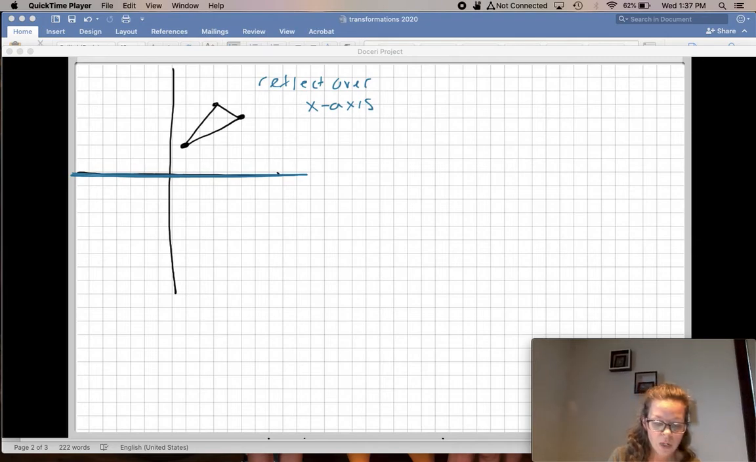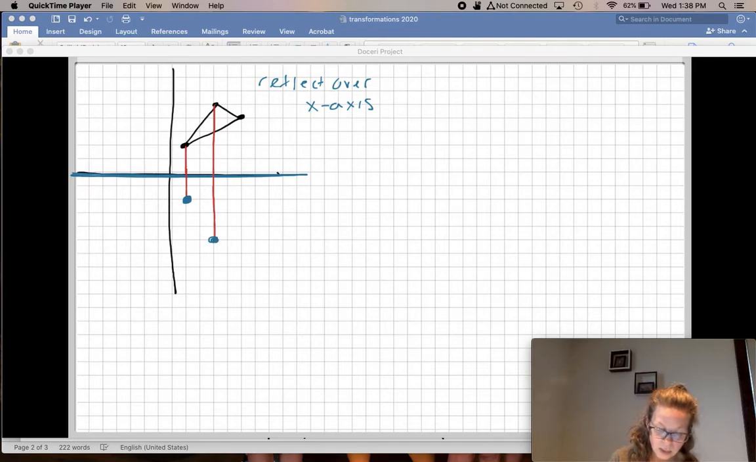So to do that, I want to take each point. I want to go, okay, that's 2 spots away. Go 2 spots away. And there I find the image of that point. Okay, now do it for the next point. Go 1, 2, 3, 4, 5. 1, 2, 3, 4, 5. And there I find that point.